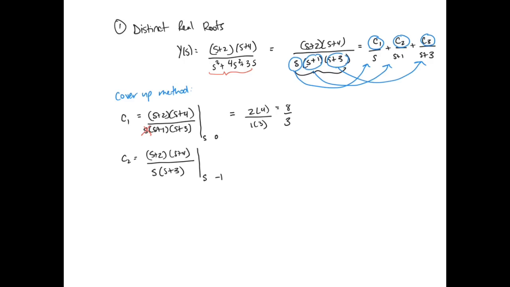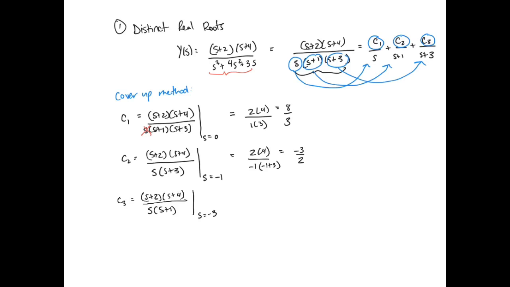So let's be a little bit more clear here. It's actually just equal to whatever would set the denominator to 0. So then this becomes 2 times 4 divided by negative 1 times negative 1 plus 3, which is equal to negative 3 over 2. For C3, same process, (s plus 2) times (s plus 4). This time it's s times (s plus 1) on the denominator, and s is equal to negative 3.